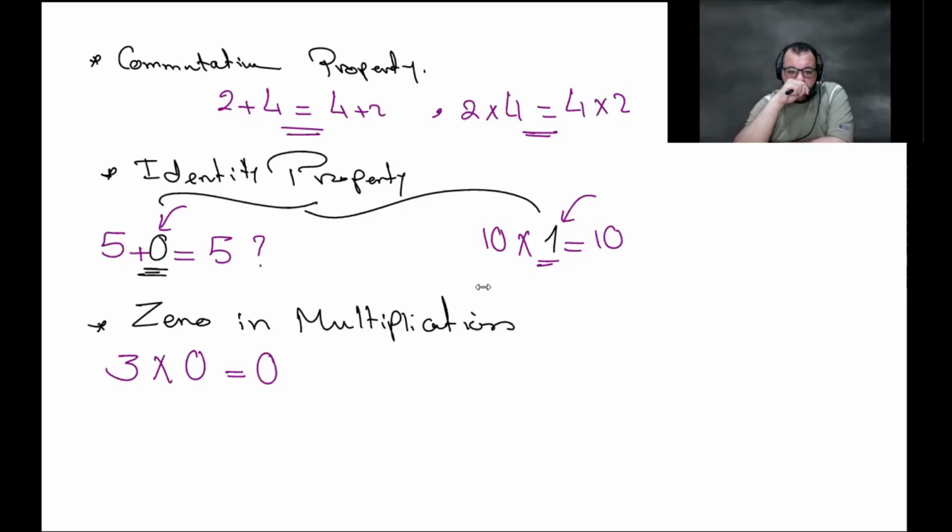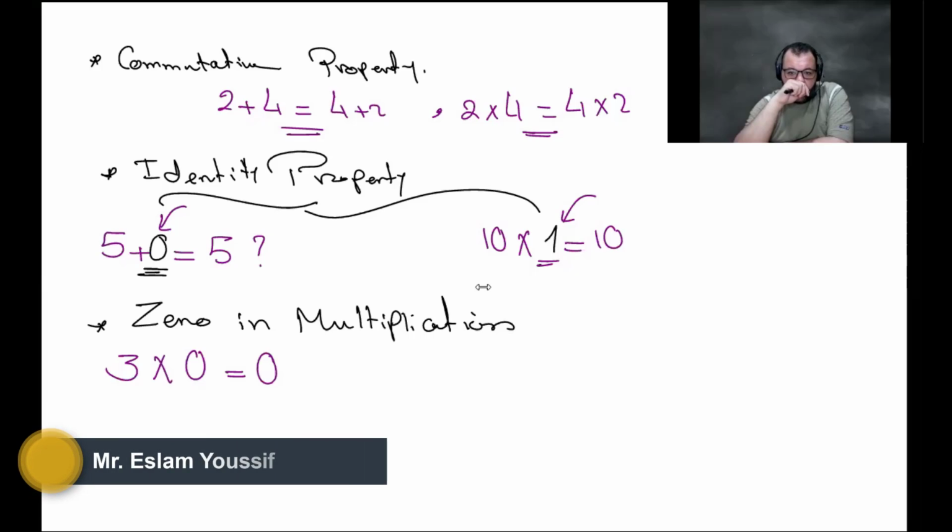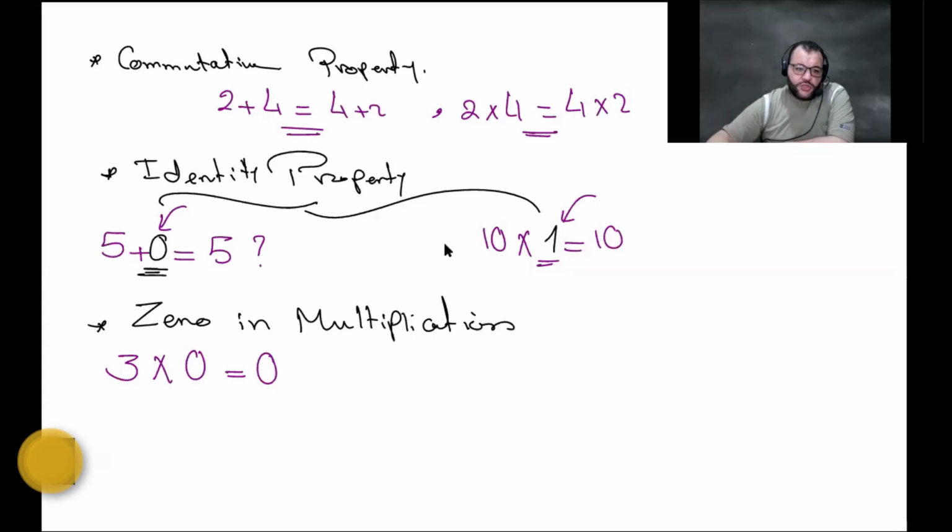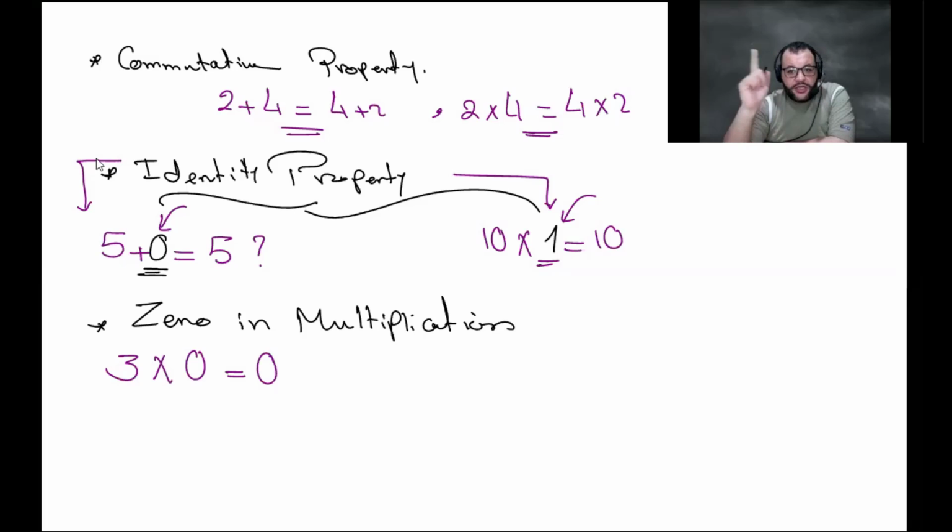Like one multiplied by any number is equal to the same number. That's called the identity property in multiplication. Identity means you keep the result the same as the number that you use. In addition, we use 0. In multiplication, we use 1.